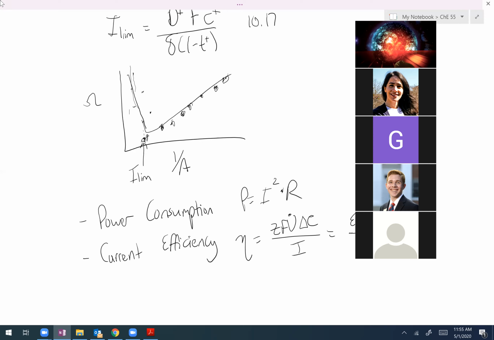You can also have electrode reactions. Depending on the system, especially if you've got a lot of sodium chloride, you can make chlorine gas. A lot of not fun things can happen in these types of situations.